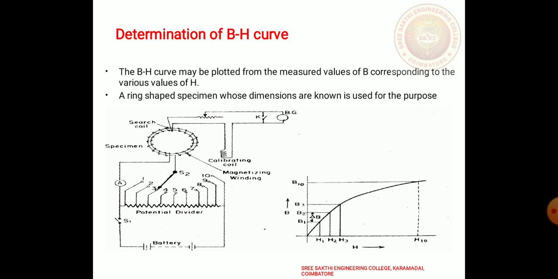Here the key K is now opened. The value of flux corresponding to the value of H is measured by reversing the switch S and noting the throw of the galvanometer. The BH curve may be plotted from the measurement of values of B corresponding to the various values of H.